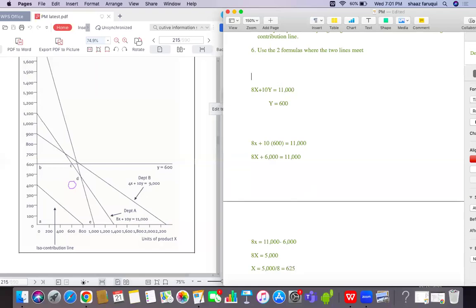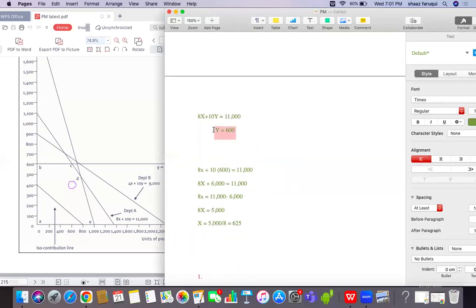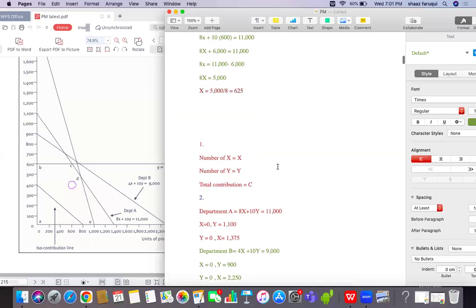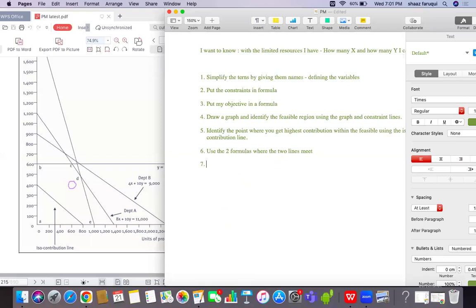Therefore, you have your answer. You have to make 600 Ys and 625 Xs. That's it. That is your optimum production plan. Using all these constraints, I will make 600 Ys and 625 Xs. You understand? That is the answer.